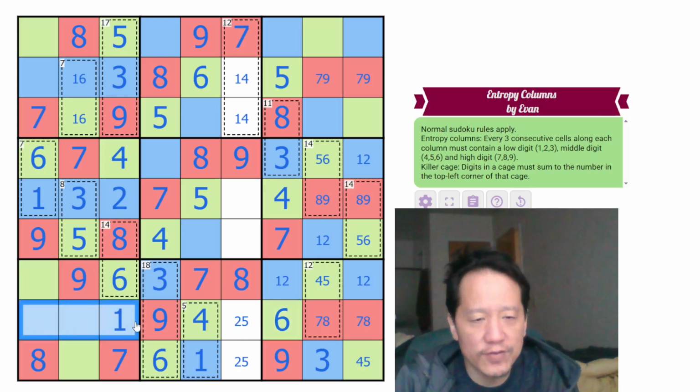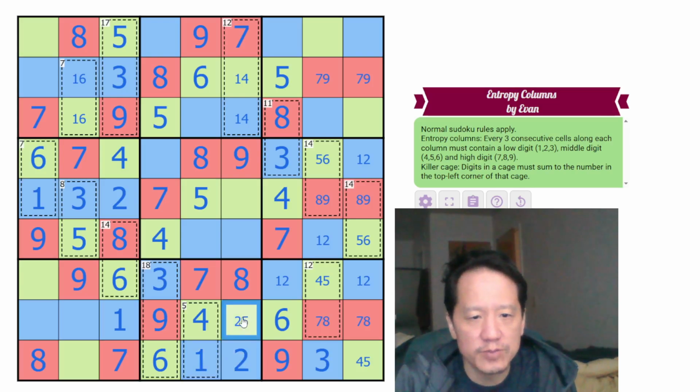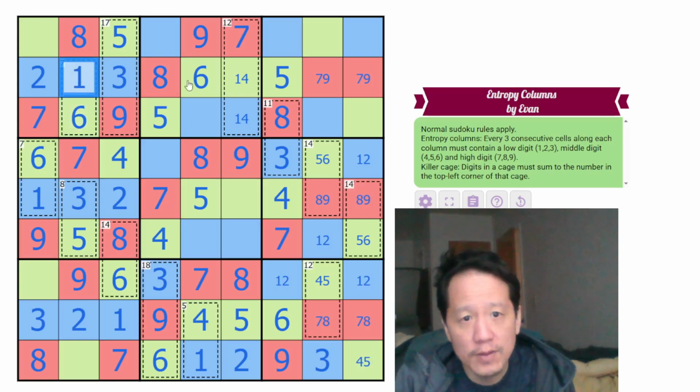Which means we have 3 lows in rows 2, 5, and 8, which eliminates any other lows in those rows. So this must be middle, this must be middle, and this must be middle, which forces the rest to be low. So this is low, and this is low. This has to be a 2, this has to be a 5. This can't be 1 or 3, so this must be 2, which makes that a 3. That makes this 2, this has to be 1, this has to be 6. This 1 means this has to be a 4, this is 1.